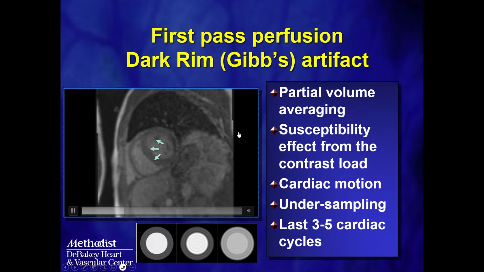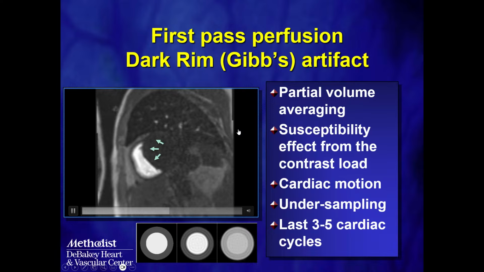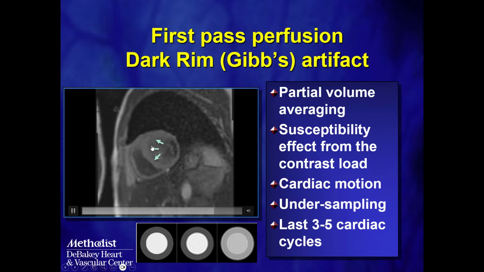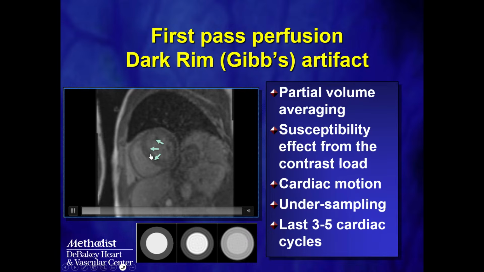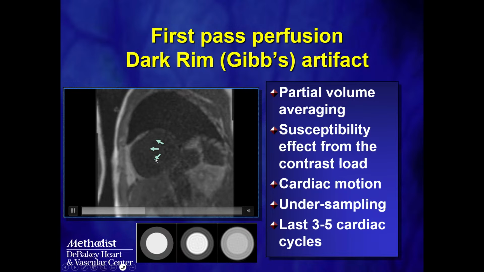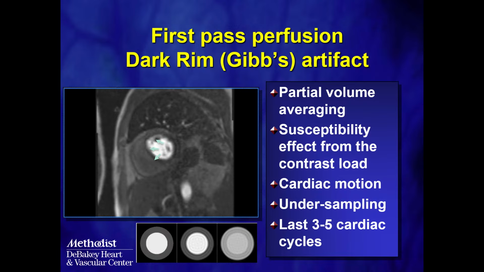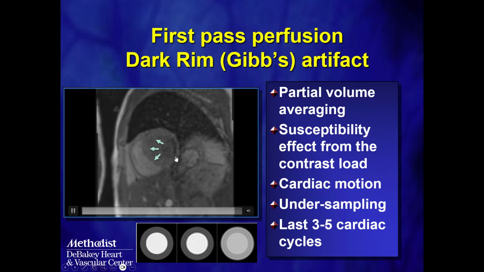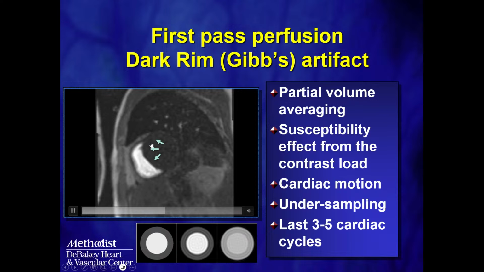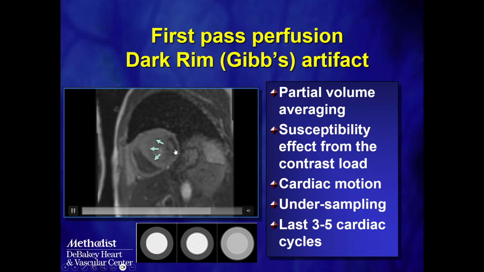One other artifact that we typically see in our first pass perfusion, so this is gadolinium going inside the heart, and you see over here there's a small area of 1 pixel of a dark or low signal intensity versus an area over here that appears to be very dark and it persists during the cardiac cycle. So how do I differentiate between a dark rim or a Gibbs artifact from a true perfusion defect?